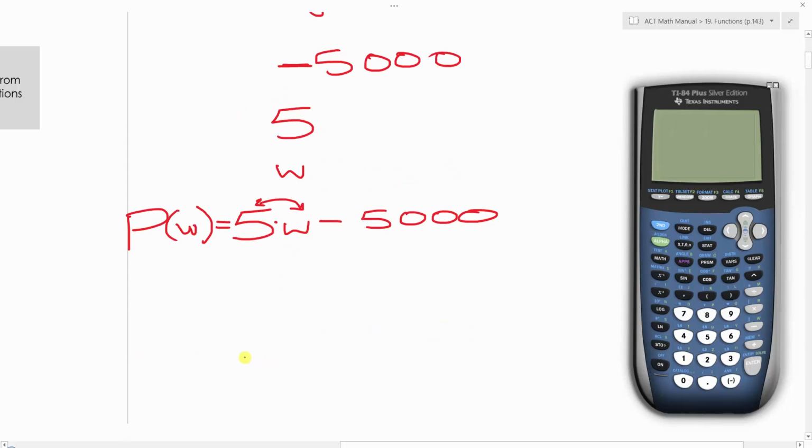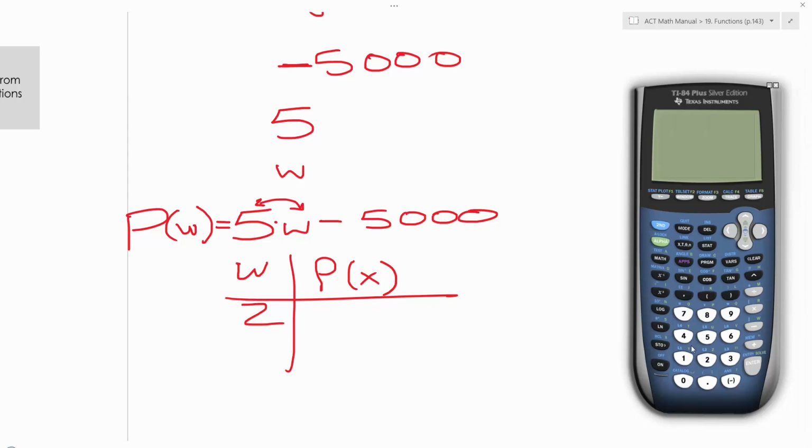So for instance, if I do really horribly and I only sell, let's say, 2 widgets, so let's say W equals 2, then my profit, oh God, I'm going to be really in the hole. My profit is going to be 5, I'm going to do this in the calculator just so we don't make any careless mistakes, 5 times the number of widgets, which I said was 2, and I have to take away that initial $5,000 because that was my investment, and I'm going to end up with negative 4,990 in profit. So I am going to owe some people some money.